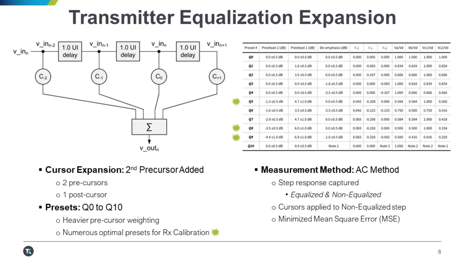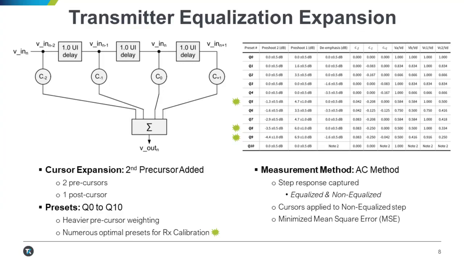So we have had a change in the behavioral definition of the transmitter equalization in the spec. What we've done is we've added a second precursor, right? Previously we had one precursor, one postcursor, and of course the main cursor. You can see in the diagram in the top left that the second precursor has been added.